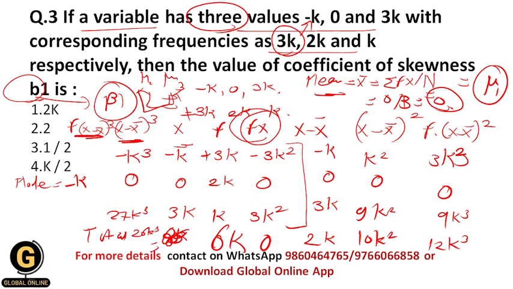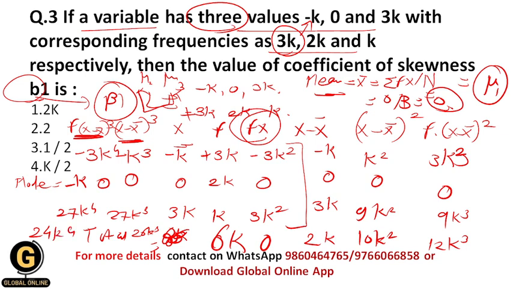And at the last find the value of f into (x minus x bar) to the fourth. Okay, so over here the values will be minus 3k raised to 4, then 0 will be as it is 0, then 27k raised to 4 and their total will be 24k raised to 4.